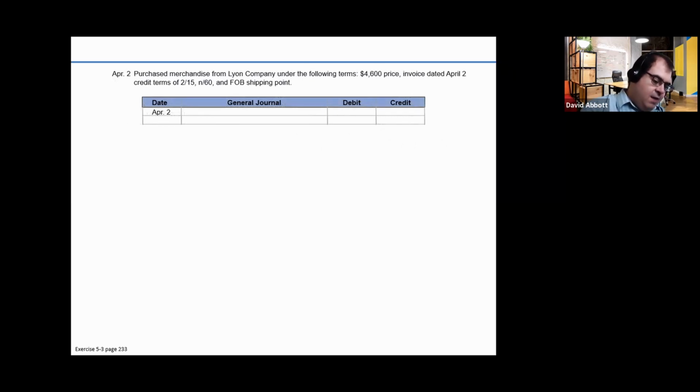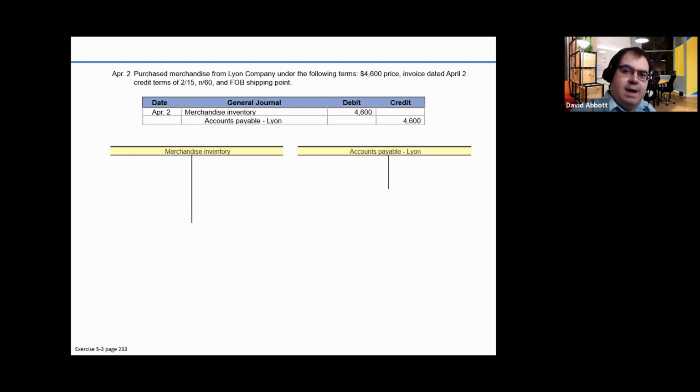It says on April the 2nd, we purchased inventory from Lion Company under the following terms. So $4,000 price, invoice dated April the 2nd, credit terms were 2/15, n/60, and it was FOB shipping point. So we see here that we have to debit merchandise inventory $4,600 because we're receiving inventory and that is an asset. And then we have to credit accounts payable Lion for $4,600 because we haven't paid cash, we incurred a liability. So again, we debit the merchandise inventory, and then we credit the accounts payable Lion.